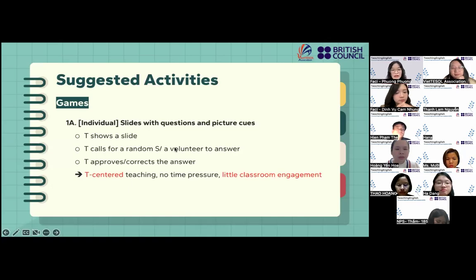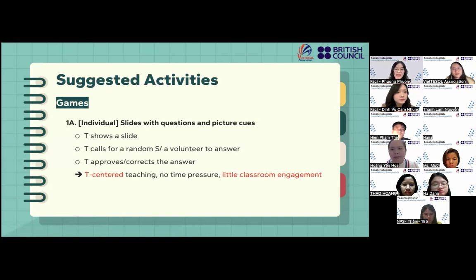I have an individual activity here, and I see this so many times. The teacher will prepare some slideshows with questions and picture cues. Then in class, the teacher will show the slide and call on a random student to answer, or maybe call for a volunteer. Then the teacher would approve or correct the answer, and that's it. Then move on with the next slide and question. So this is a more teacher-centered approach with no time pressure and very little classroom engagement.